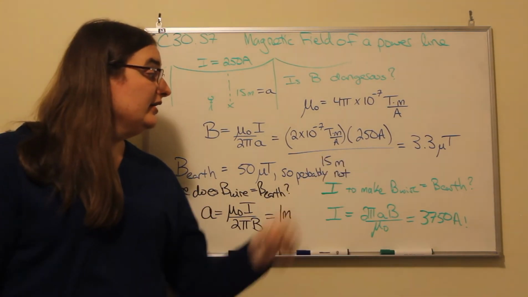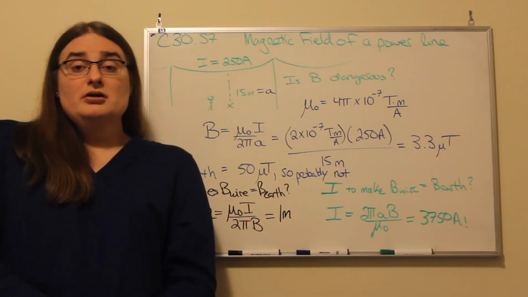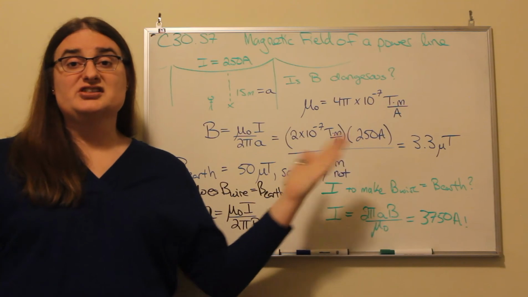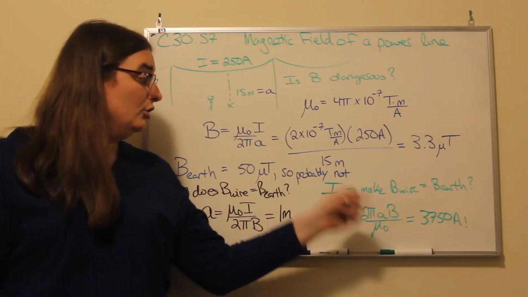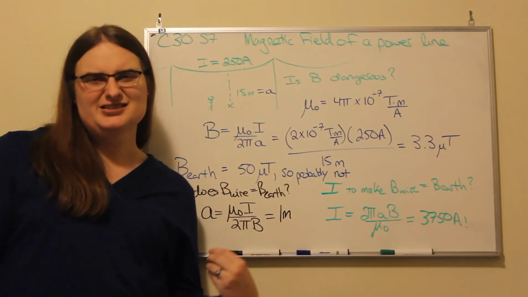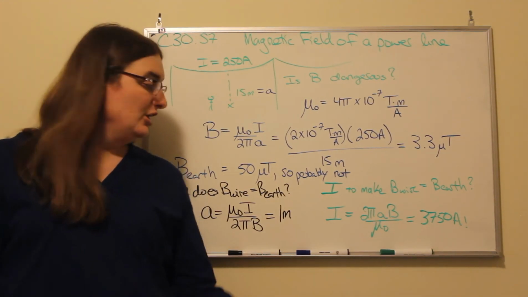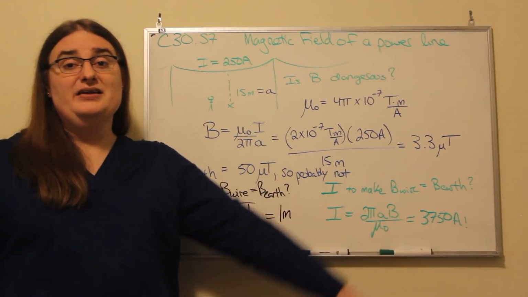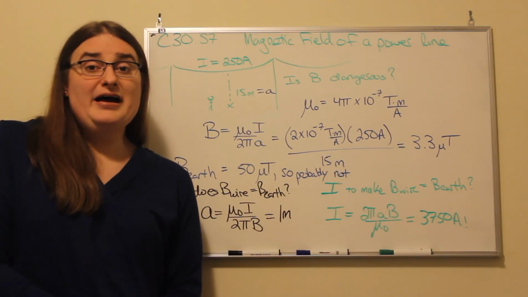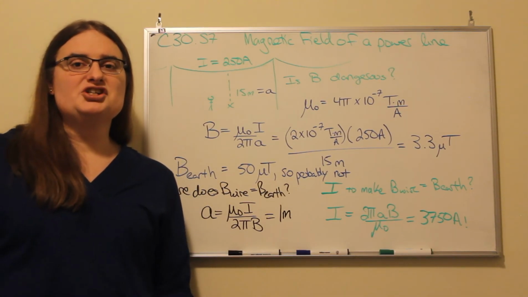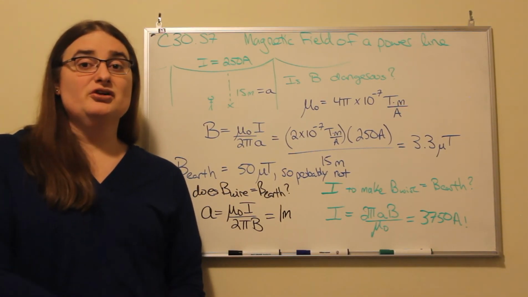Now, if we wanted to just ramp up the current to get the magnetic field at the ground the same as the magnetic field of Earth, well, solving for current tells us we would need 3,750 amps, which the power company really wouldn't want happening. I'll have a video a little bit later on talking about electrical generation and transformers, so look for that later.